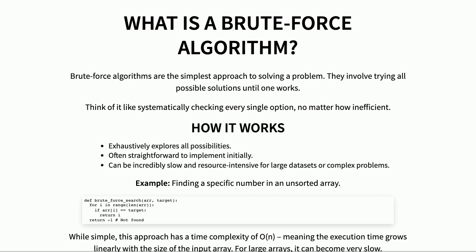It works great for small lists, but as the list gets bigger, it can become incredibly slow and inefficient because it has to check every possibility. It's a really basic strategy. Think of it like systematically checking every single option, no matter how time-consuming.